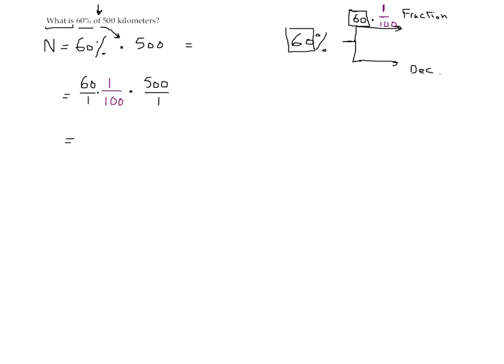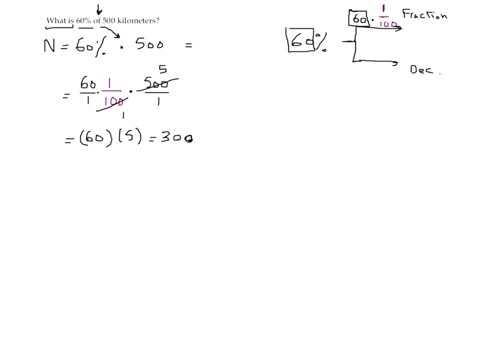60 over 100. So how about 500 and 100? Wouldn't it be easier? Yes. This would be just 5, right? Yes. Done. So 60 times 5 must be my answer. What is 60 times 5? 300. 300, yeah.